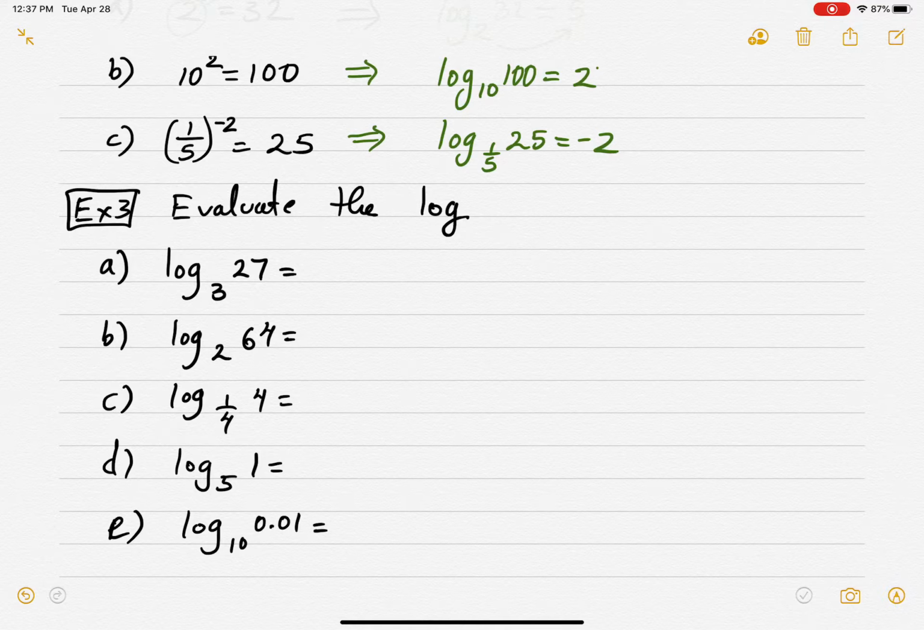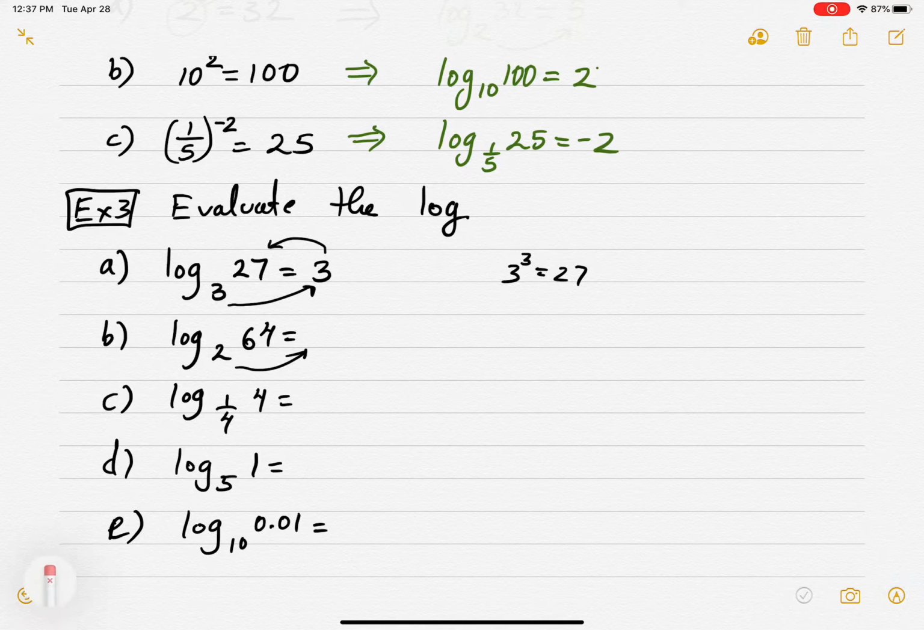All right, so what we have to do is think about, going back to part A, how many times do we have to multiply 3 by itself to get 27? So we know that 3 times 3 times 3 makes 27, so the answer here is 3. 3 to what power makes 27? That's how we answer this question. And the next one is 2 multiplied by itself how many times will give us 64?